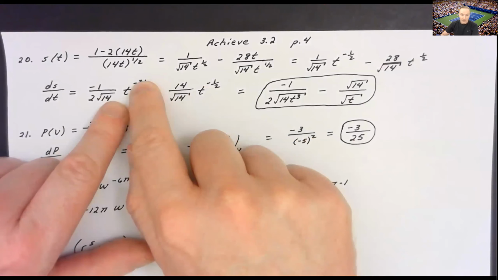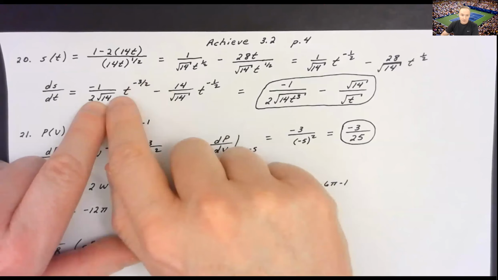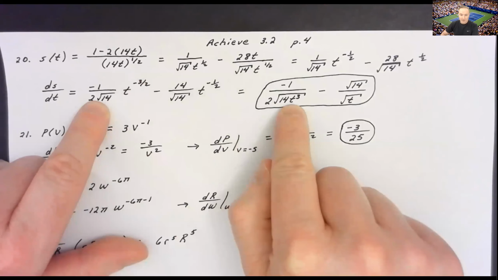So I can just say, well, that t belongs in there with the root of 14, and it's going to be a t cubed in there with it. That's where that step came from.